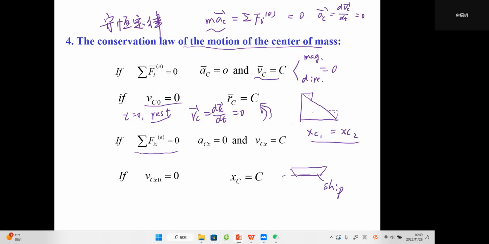It's floating on water. We ignore the... so if we have a person here, at the start the whole system is stationary. So if this guy moves from the left side to the right side, then this shape will move to the left a little bit. Why? It should keep this xc.